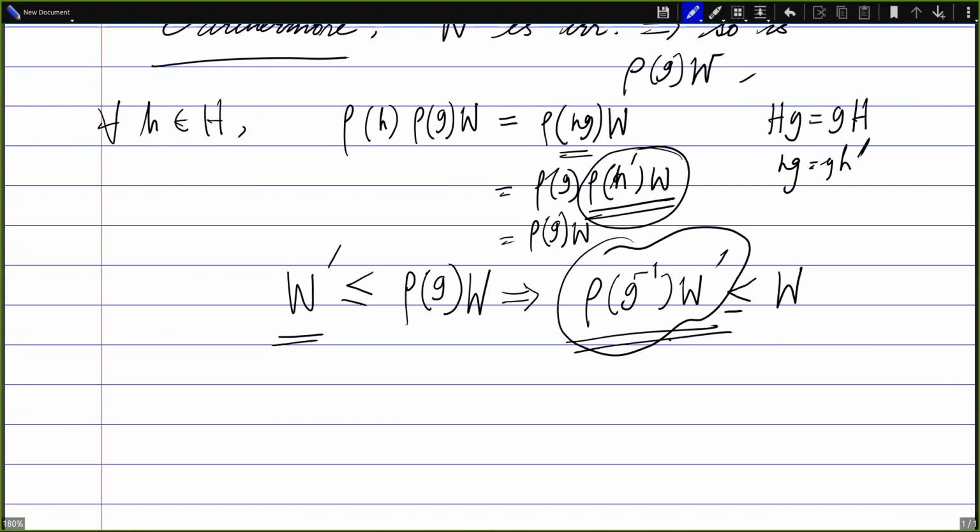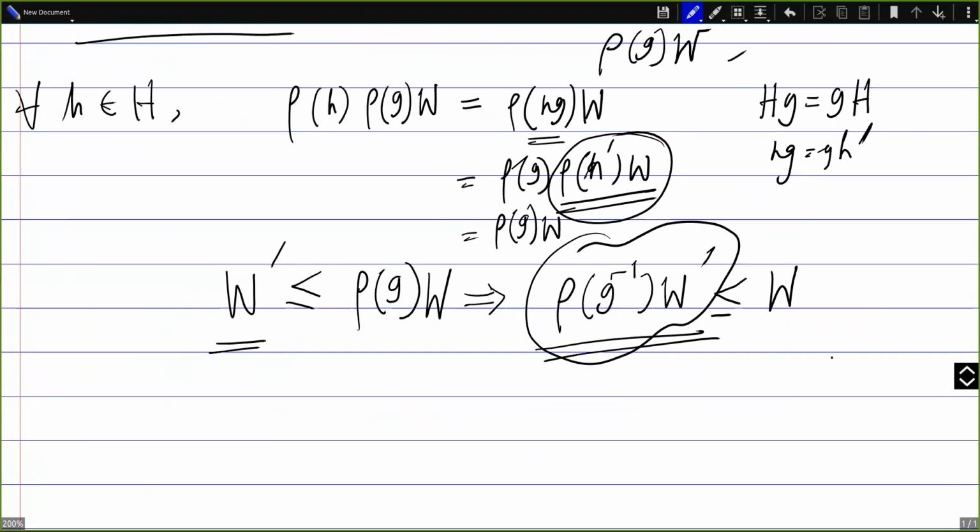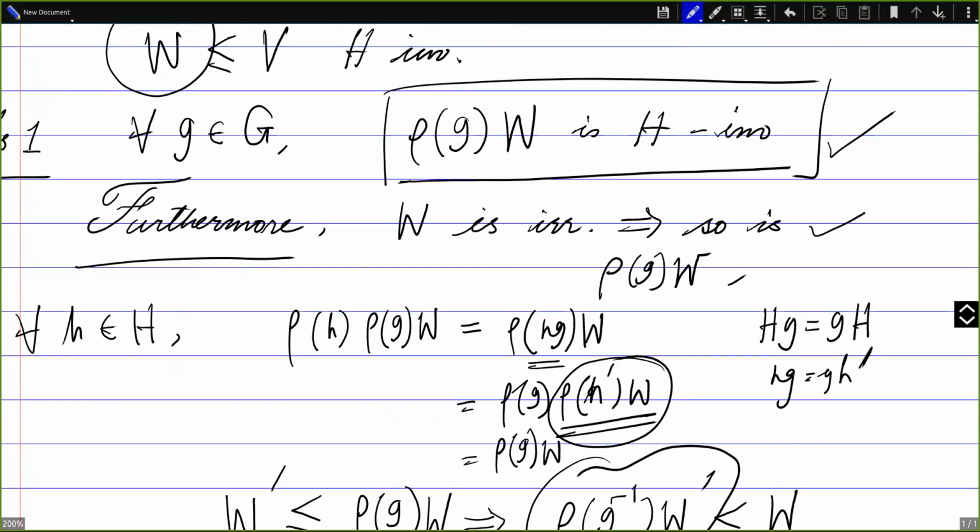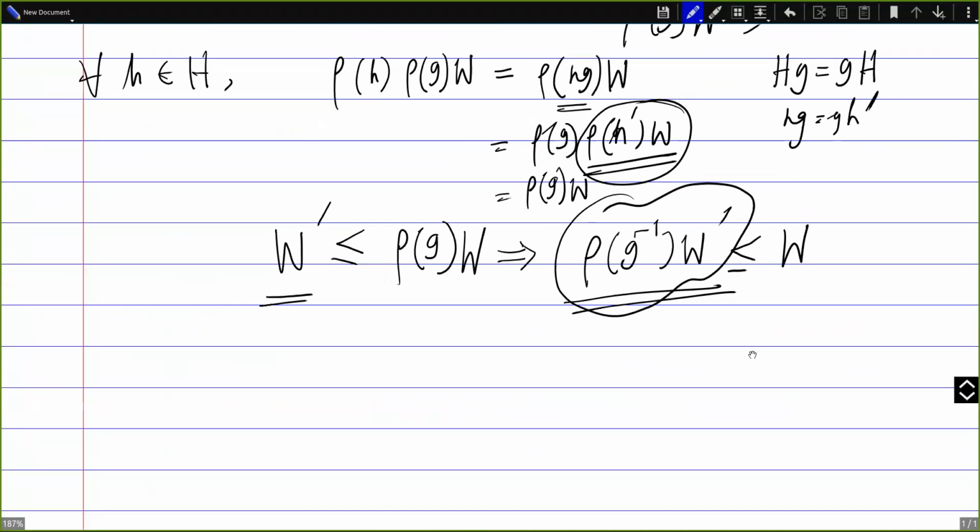Therefore, there are only two choices for this: either trivial or the whole of W, and that forces W prime to be either trivial or rho G W. That shows the irreducibility part. Okay, so this is our first observation.